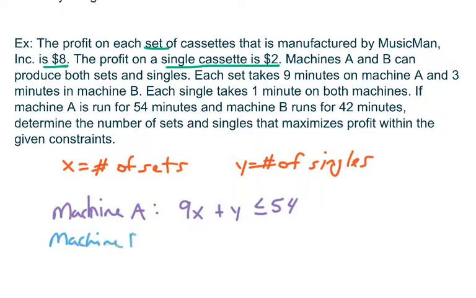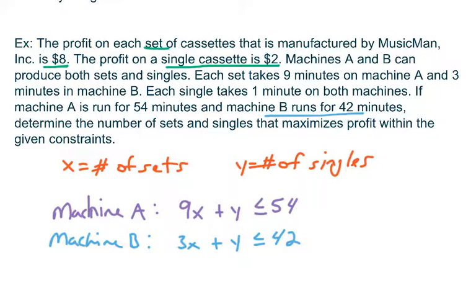Machine B says it takes 3 minutes for a set. So that's going to be 3x, again, 1 minute for a single on machine B, so plus 1y, and it says machine B runs for 42 minutes, so we're going to say less than or equal to 42. Really, these are pretty much the only two constraints that we have.